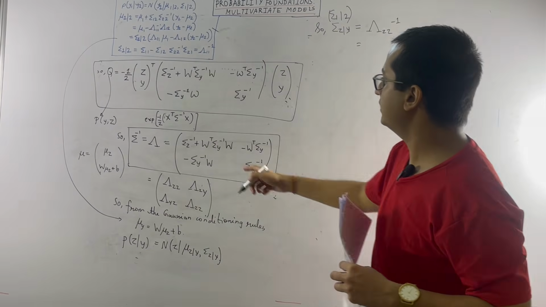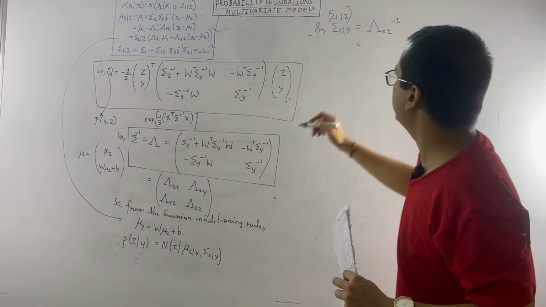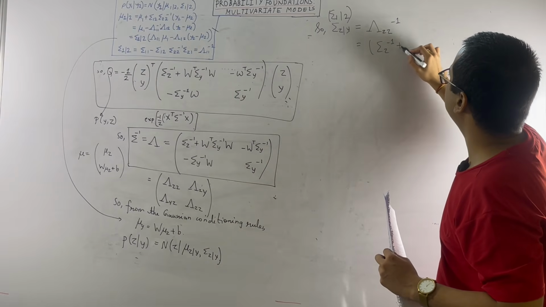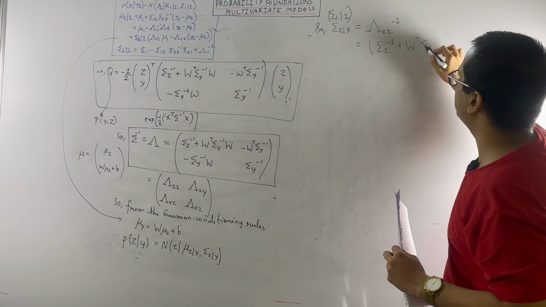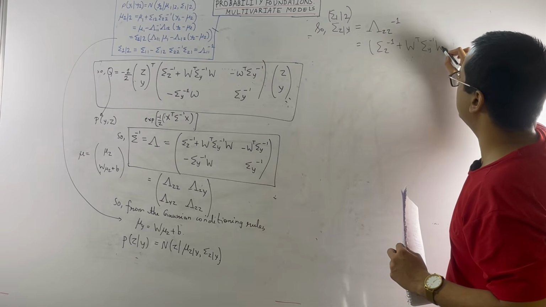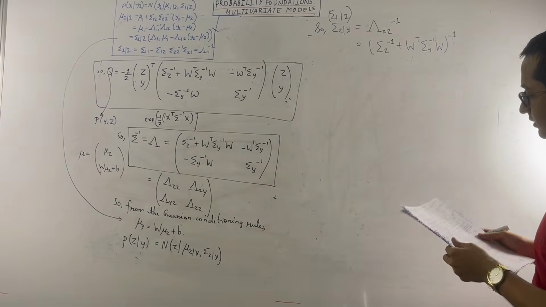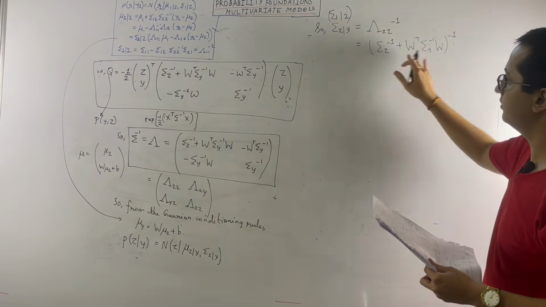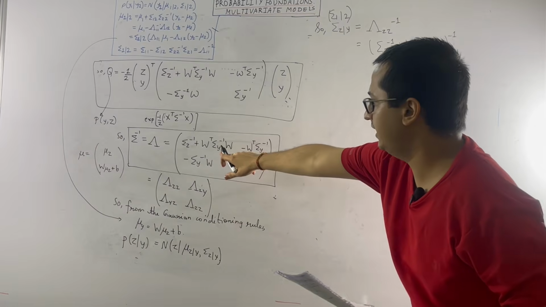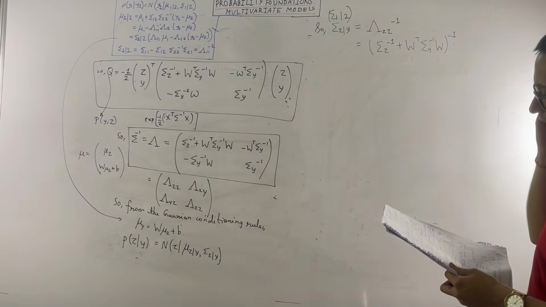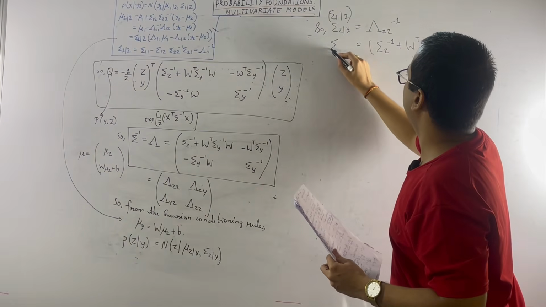And what is this? This is lambda zz. So what is the inverse of this? This entire thing, sigma z inverse plus w transpose sigma y inverse w, whole inverse. Clear? So this part you understood, it is simple. I just took this term and it is the inverse of that. All right, so this quantity is found.